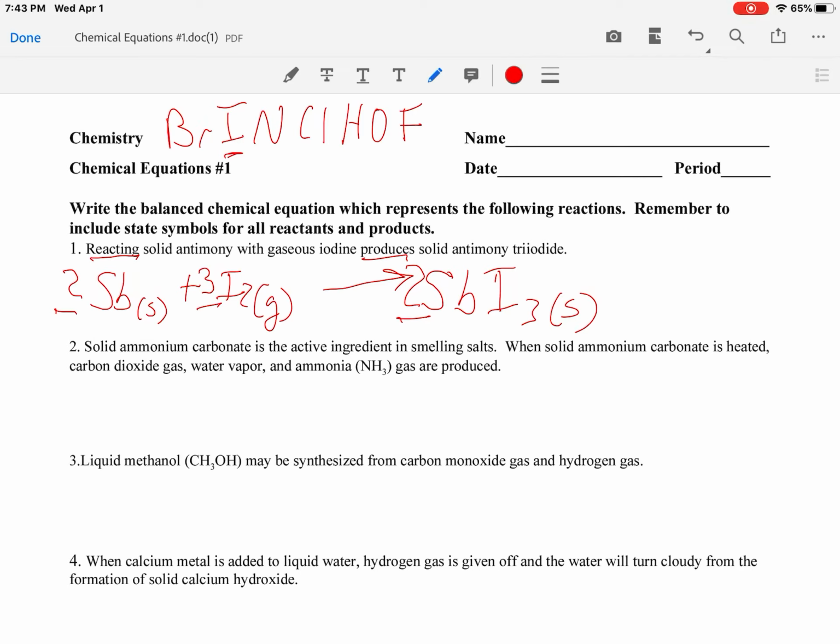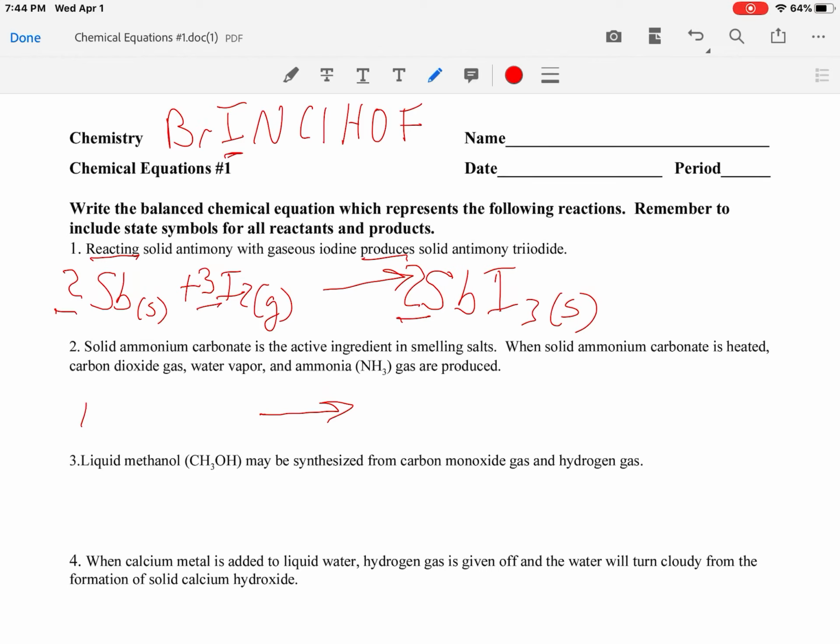Solid ammonium carbonate is the active ingredient in smelling salts. When solid ammonium carbonate is heated, carbon dioxide gas, water vapor, and ammonia gas are produced. So this one's a little bit different. It's a little bit odd looking because when we look at what the reactants and products are, there's really only one reactant. We are going to heat up that ammonium carbonate.